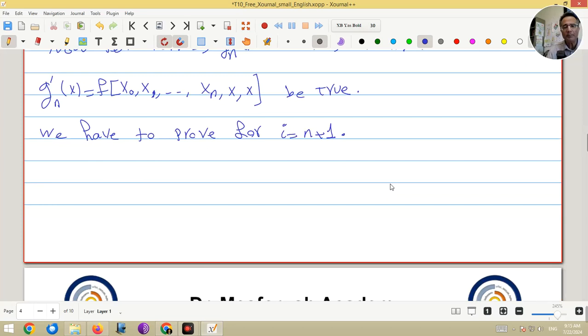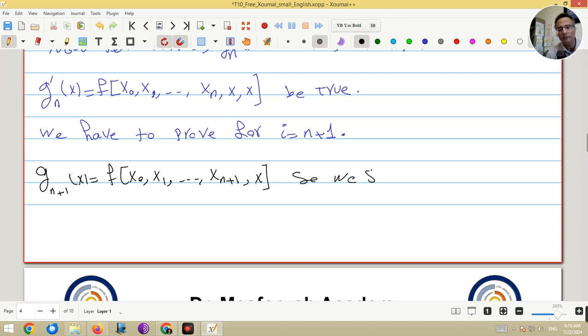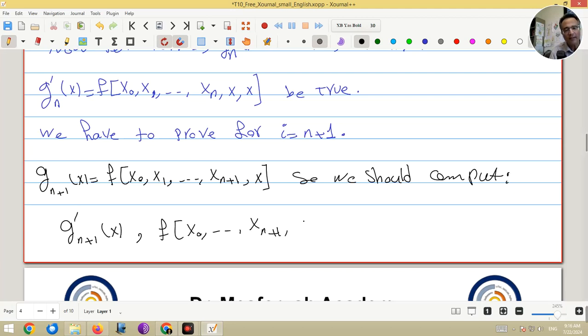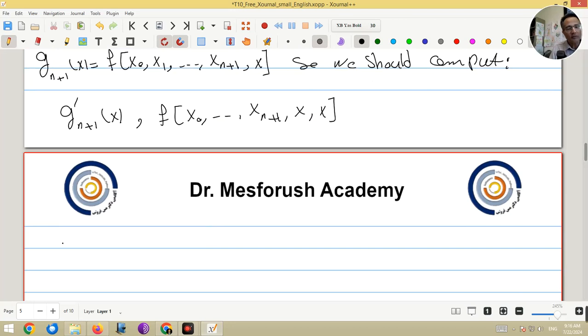Okay? So let i be equal to n plus 1. So g n plus 1 of x should be f of x0, x1 to x n plus 1 and x. This is the definition of g. So we should compute two things. First, g prime n plus 1 of x and f of x0 to x n plus 1, x and x. If we compute these two items and they are equal, the equality is true for all n. Now, let me start with this one.